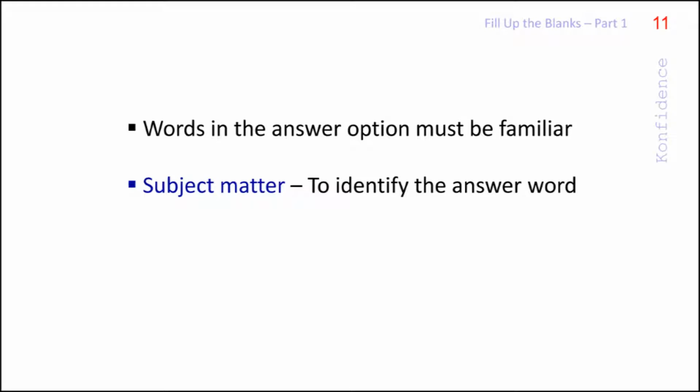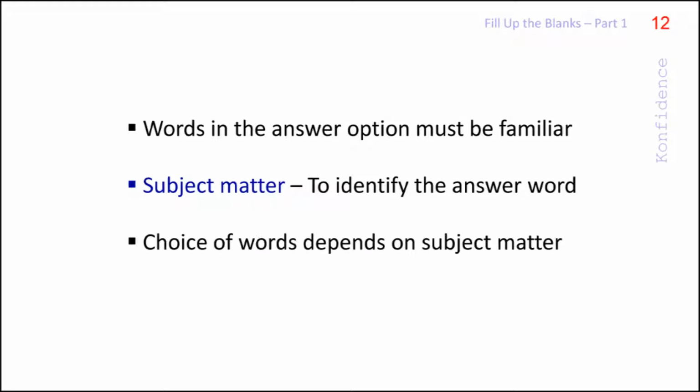If the words in the answer options are unfamiliar to us, we should be able to arrive at the answer with the help of the other words in the given sentence or other sentences in the given paragraph. The subject matter of a sentence or a paragraph will certainly help us to identify the answer word. This is because the choice of words depends on the subject matter. However, even if we are unfamiliar with the subject, we can analyze the sentence and choose the right word.